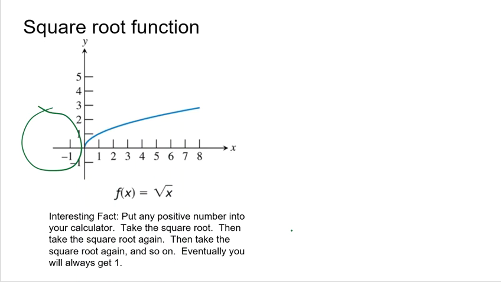Sometimes you're going to get a ton of decimals for a while, but it always goes down to 1. And that's with any positive number. Square root functions are pretty cool. They're pretty basic. They do increase forever, even though it's a pretty slow process. They do continue to go up forever and ever and ever.